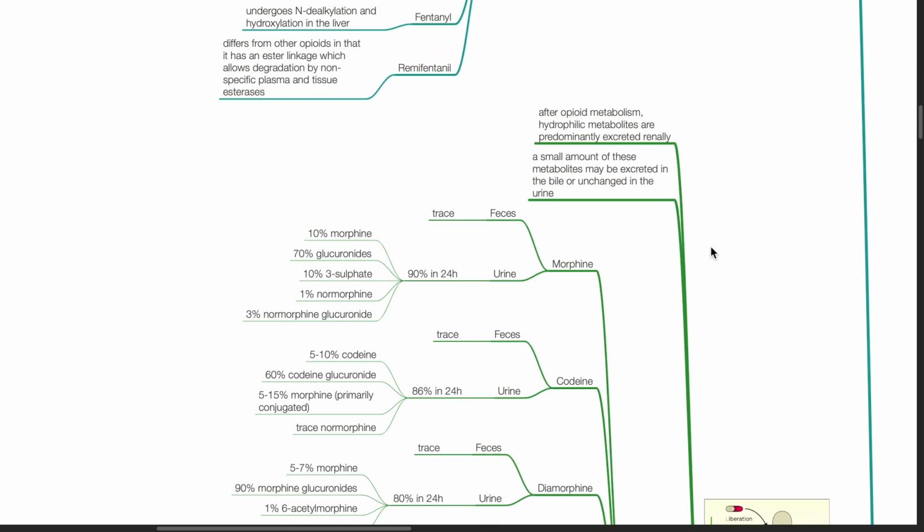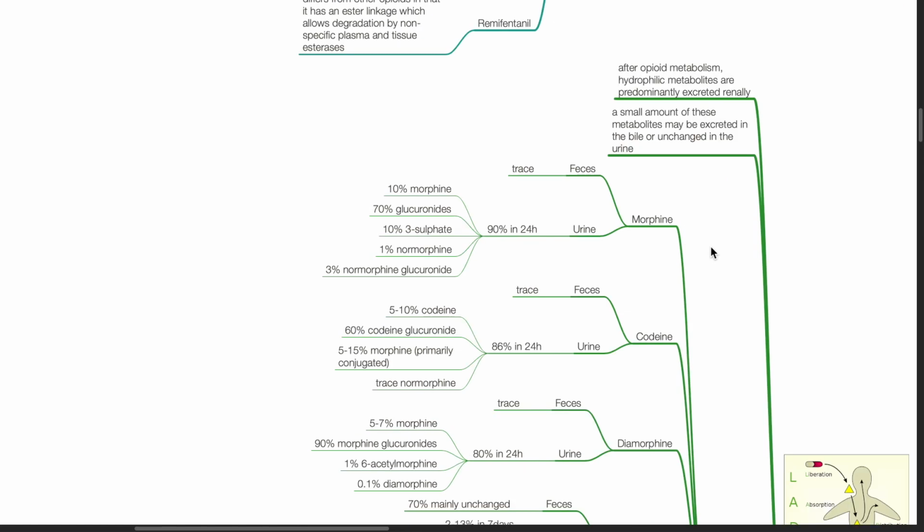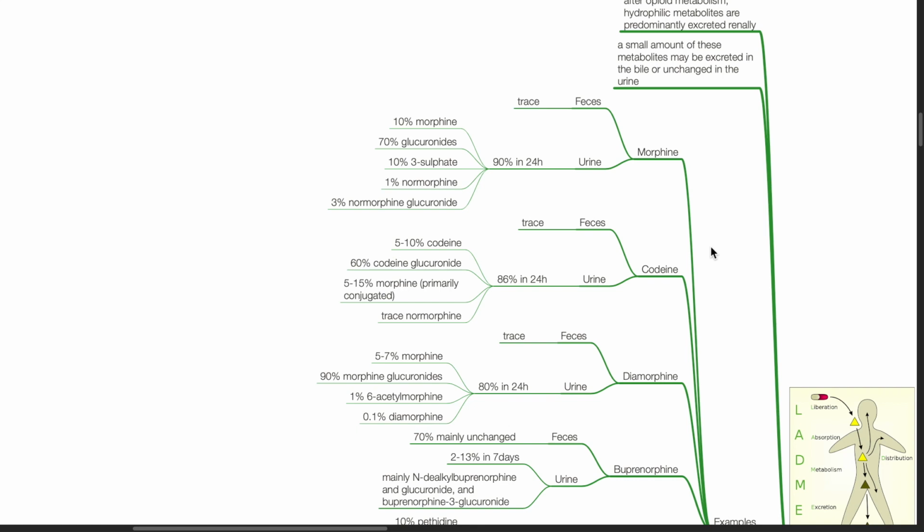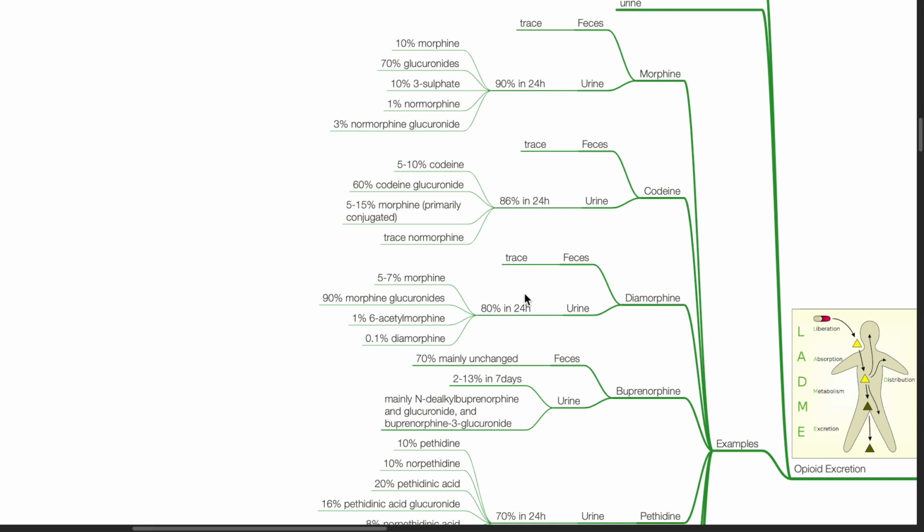Examples of opioid excretion. For morphine, trace amounts of metabolites are excreted in the feces. 90% of metabolites are present in the urine at 24 hours. For codeine, trace amounts of metabolites are excreted in the feces. 86% of metabolites are found in the urine at 24 hours. For diamorphine, trace amounts of metabolites are excreted in the feces. 80% of metabolites are present in the urine at 24 hours.